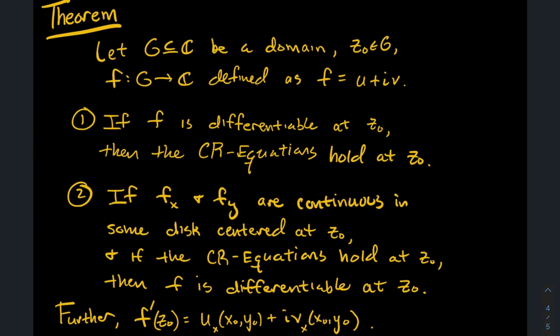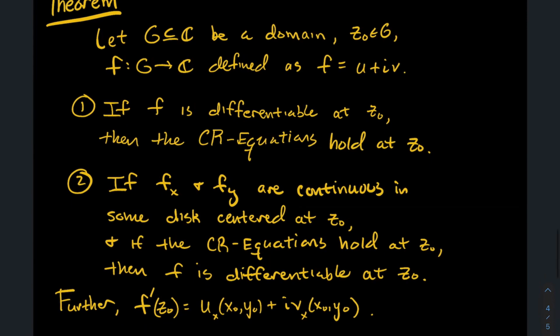The last thing is I can get a formula for what f prime looks like in terms of u's and v's and partial derivatives. The derivative of the complex function f is the partial of u with respect to x plus i times the partial of v with respect to x. So that's a big deal. The CR equations are the big deal because they're a connection between partial derivatives that I know about for functions of multiple variables and the derivative of a complex function.